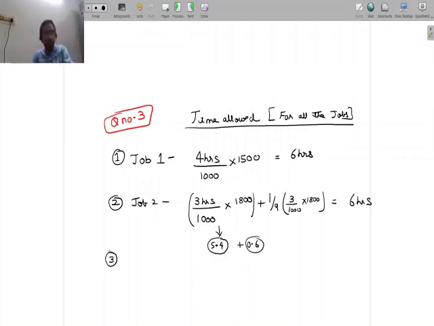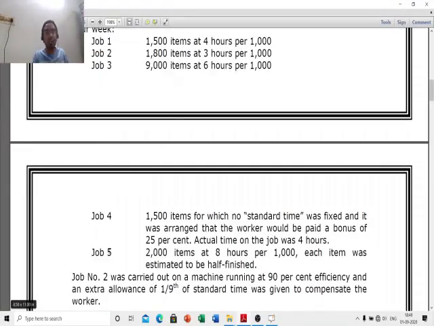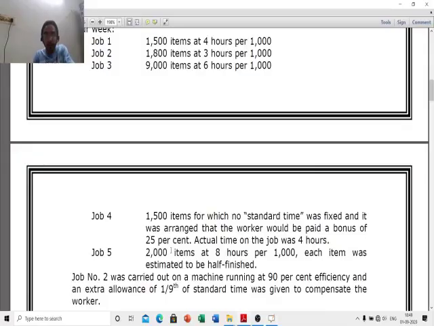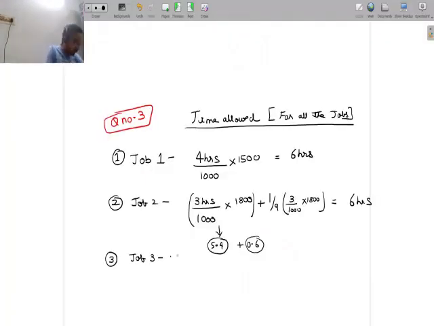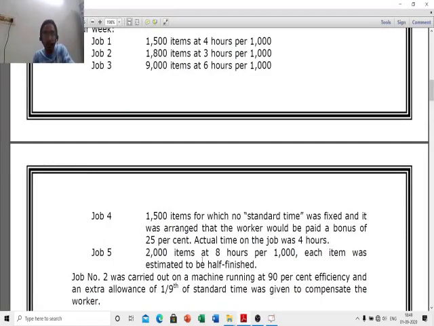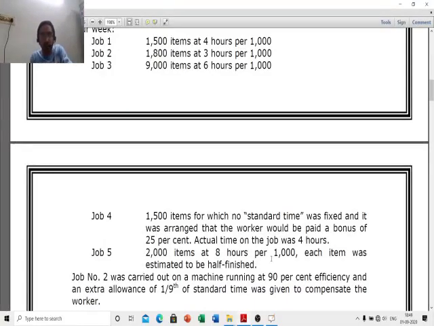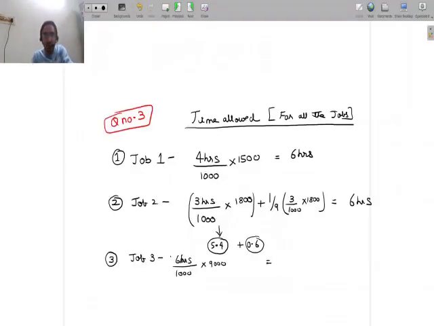Then let's look at job 3. Job 3, 9,000 items at 6 hours per 1,000 units. So job 3 basically, 6 hours for 1,000 units, 9,000. So I'm going to say 6 hours per 1,000 items into 9,000. So 9 into 6 hours, let's see how much I get here. 6 hours per 1,000 into 9,000. So 6 into 9, I'll get 54 hours here.